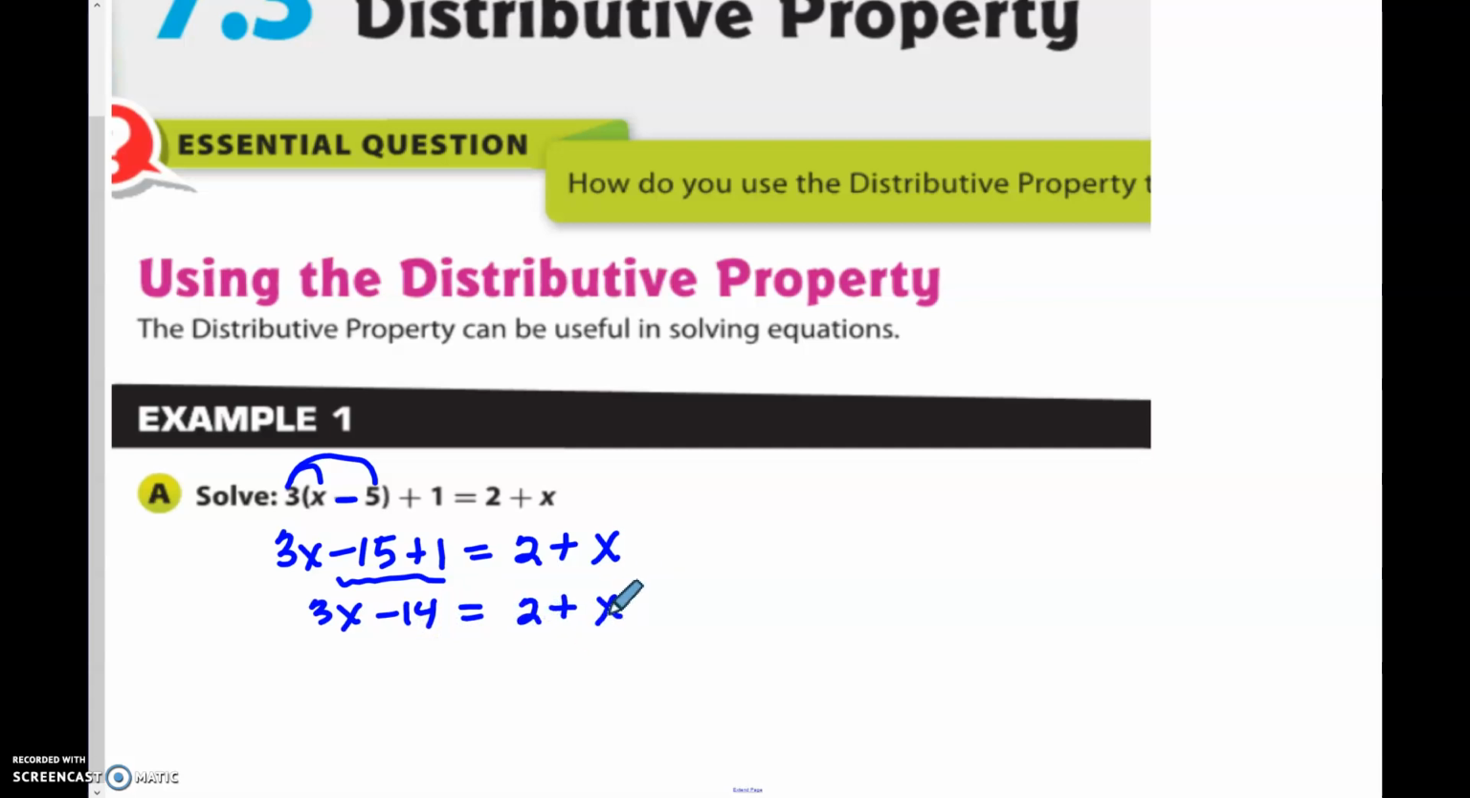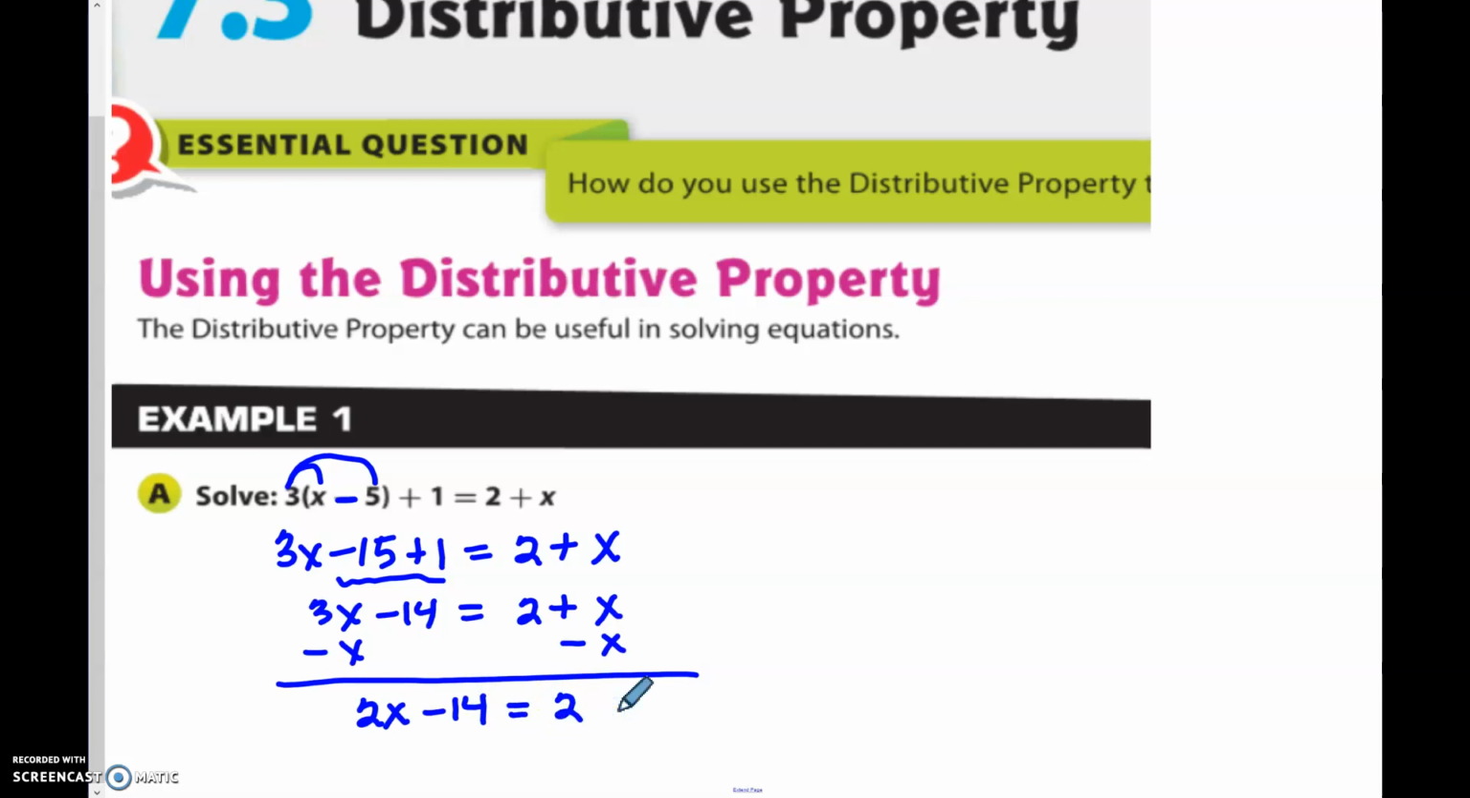x. Now, I always like to get my letters together next, so the letters are on opposite sides, and I'm going to move the smaller one. So this is a positive x, so I am going to subtract x from both sides. So 3x minus x is 2x minus 14 equals 2.